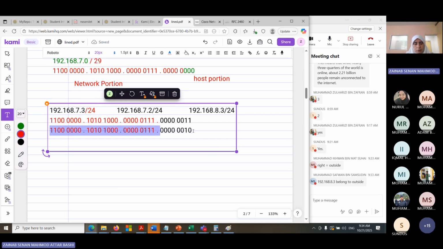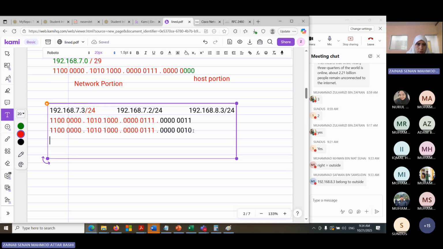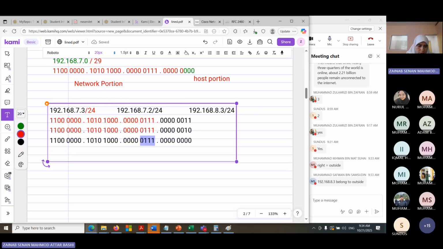/24. Now, the last one, look what will happen. 1000. This is in red. Look at it. You look at the network portion, it's different from the other two. The red part of our IP address is different. It means it's from a different network, not the same network. If the red part, the network portion, is the same, they belong to the same campus, the same building or whatever. Is it clear up to this point?